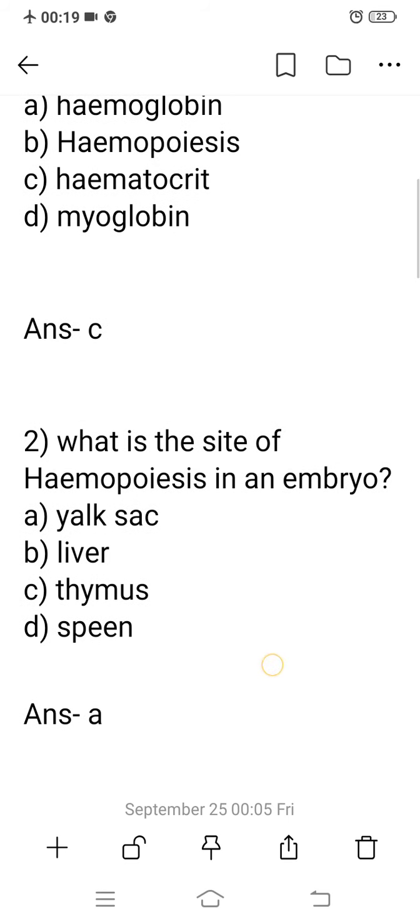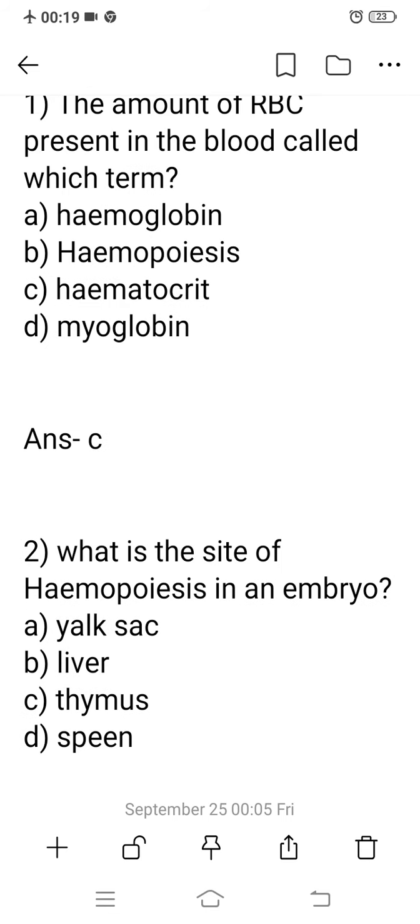Okay. Option number D, myoglobin. Myoglobin is one type of iron and oxygen binding protein present in our body. So that is generally especially present in skeletal muscles. So the right answer is option number C. Hematocrit is the process in which the amount of RBC present in the blood is measured.